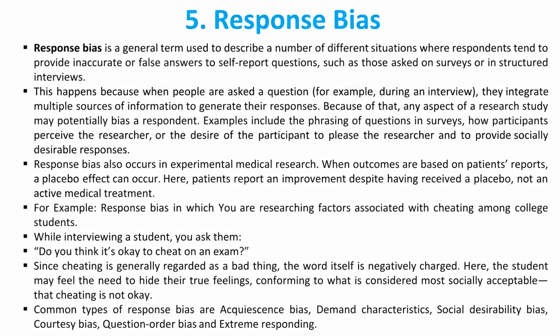Number 5 type of bias is response bias. Response bias is a general term used to describe a number of different situations where respondents tend to provide inaccurate or false answers to self-report questions, such as those asked on surveys or in structured interviews. This happens because when people are asked a question, for example, during an interview, they integrate multiple sources of information to generate their responses. Because of that, any aspect of a research study may potentially bias a respondent. Examples include the phrasing of questions in surveys, how participants perceive the researcher, or the desire of the participant to please the researcher and to provide socially desirable responses.